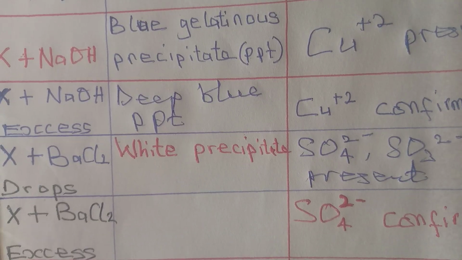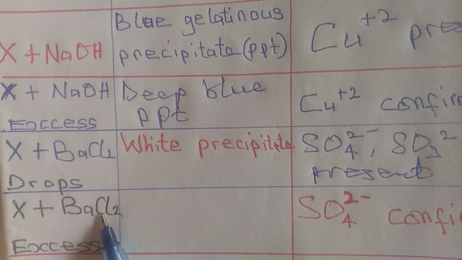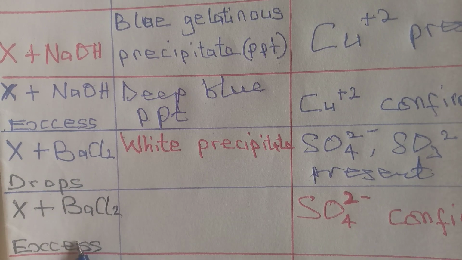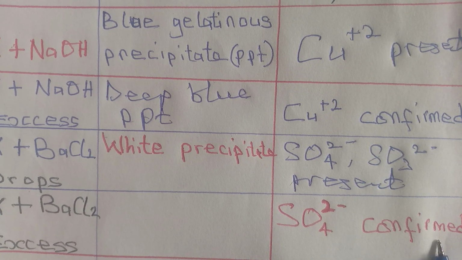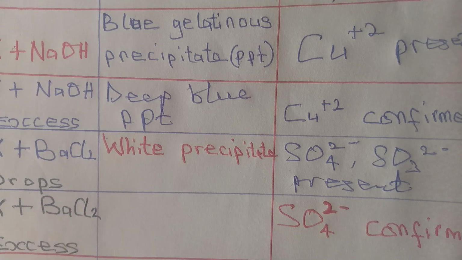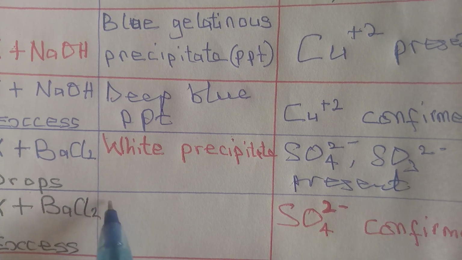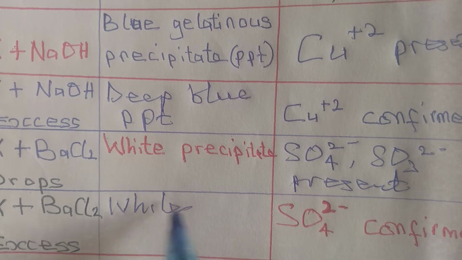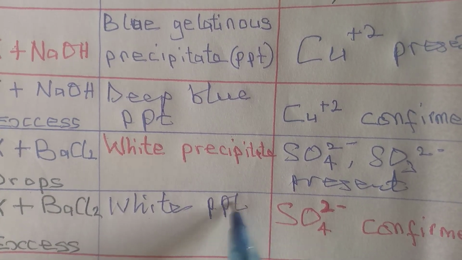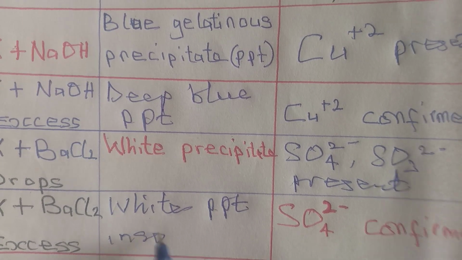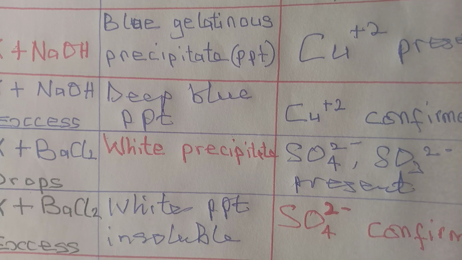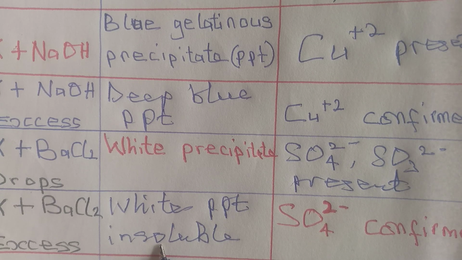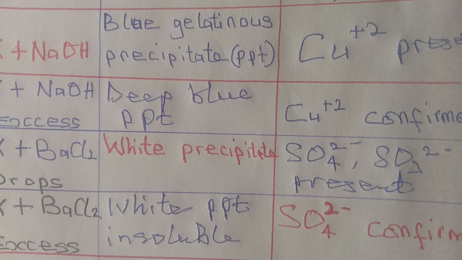Now look at the next one. Solution of S with barium chloride, HCl in excess. We were told that SO4 2 minus ion is now confirmed. So what will be your observation? Again, you will still have your white precipitate. You put the white precipitate there, this time insoluble, because the white precipitate formed for SO4 2 minus ion is not soluble in excess of barium chloride or excess of HCl.